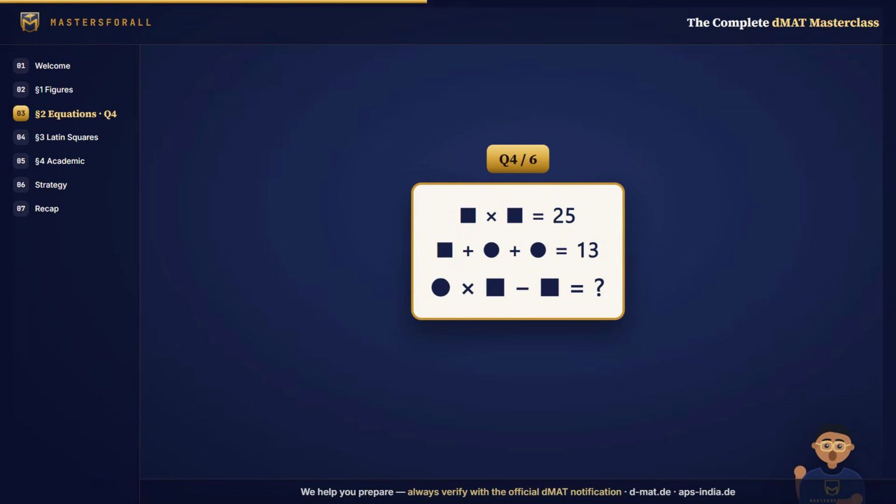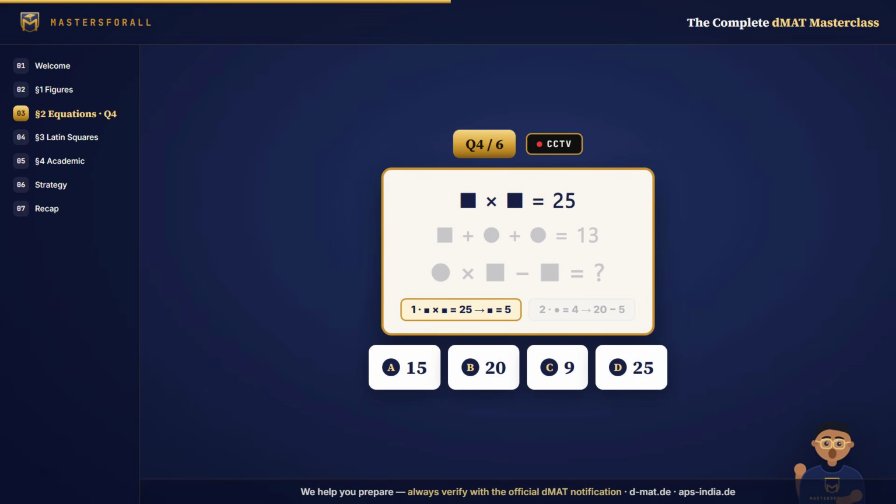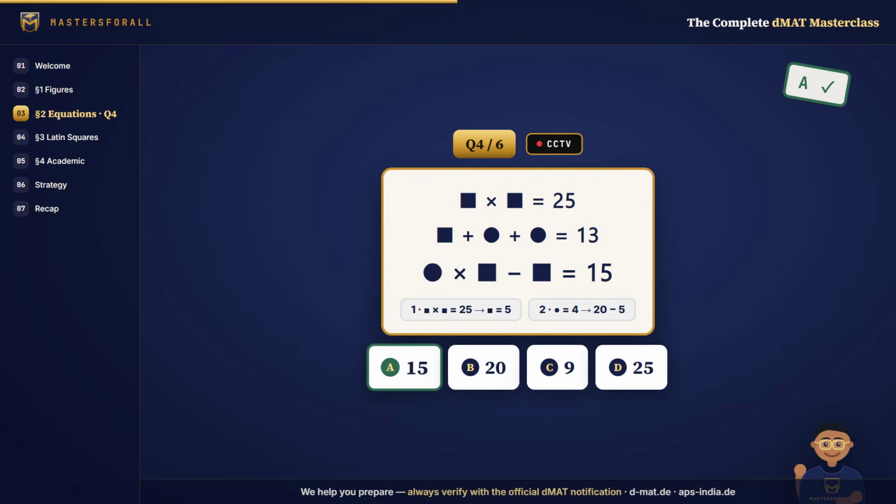Tougher now, a square times a square. Watch the small print. Square times square is 25, so the square is 5. Then 5 plus 2 circles makes 13, a circle is 4. Last line, 4 times 5 minus 5, 20 minus 5. 15. The answer is A.